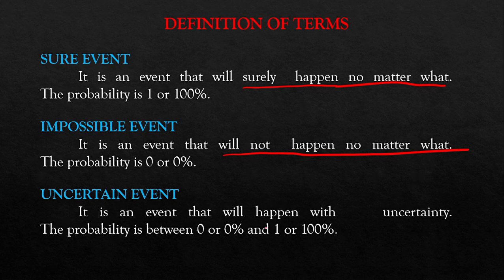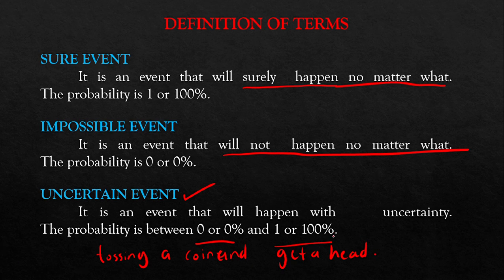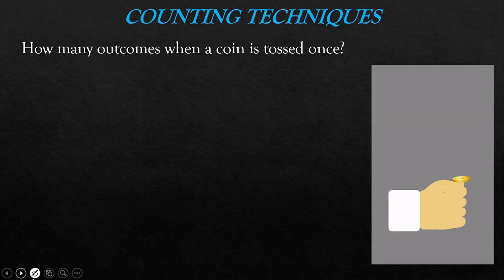And an uncertain event is between 0% and 100%. There is a percentage that it will happen. For example, tossing a coin and getting a head. This is an uncertain event. There is a possible chance that you will get a head when you toss a coin. Now I will teach you how to count the number of possible outcomes.